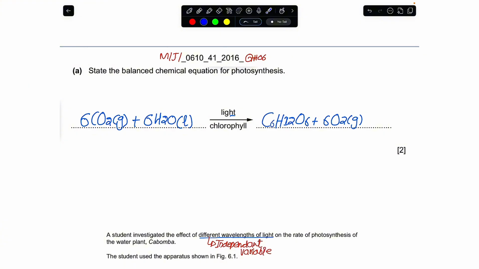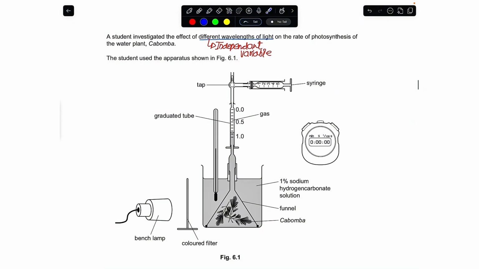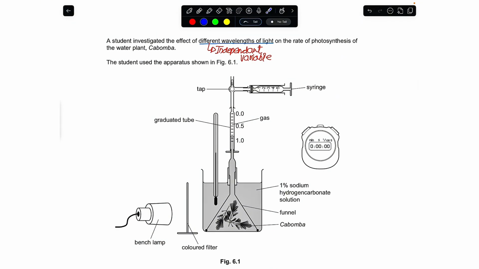gas. Now moving onward, here comes the question, and this is investigation based, and at the same time the examiner would be evaluating our concept of the limiting and the excess. What they are telling us is that there are students investigating the effect of different wavelengths of light on the rate of photosynthesis of the water plant, and this is Kaboom.